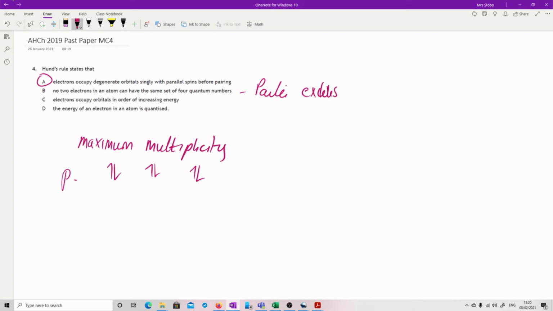Oh, that looks nothing like the word, but you know what I mean. And electrons occupy orbitals in increasing order of energy. That's your Aufbau principle, building up principle. And the energy of an electron in an atom is quantized, is just a fact, which you use to do your atomic emission and absorption.